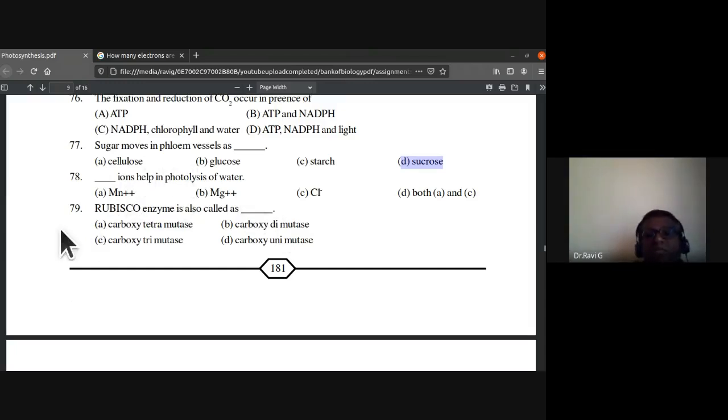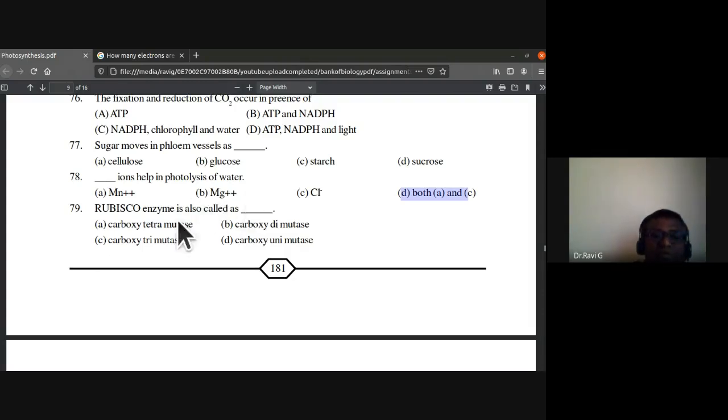Dash ions help in photolysis of water. Is it manganese, magnesium, chlorine, or both A and C, that is manganese and chlorine? So which ions help in photolysis of water? For the 78th, D is the answer: both A and C, manganese and chlorine. Both of these ions help in photolysis of water. Magnesium is found within the chlorophyll. I always ask you to remember MgR and MgC.